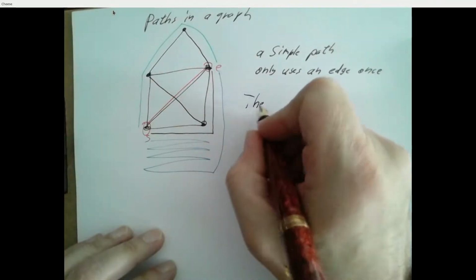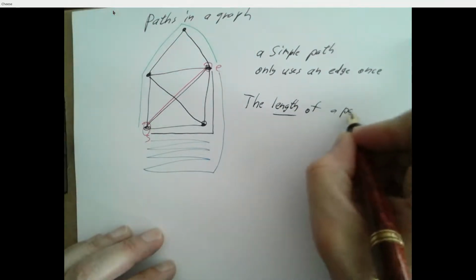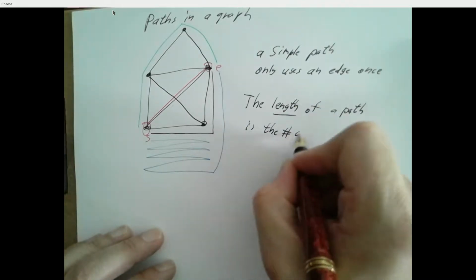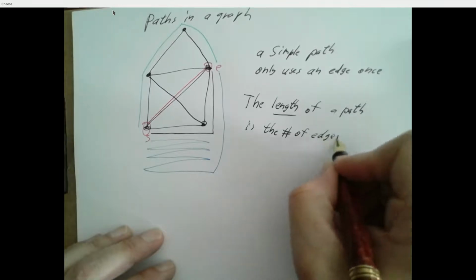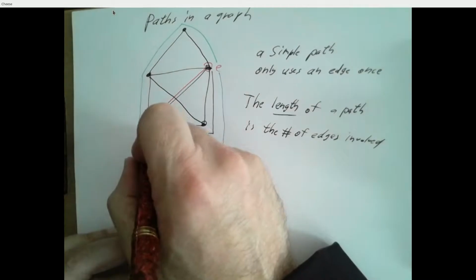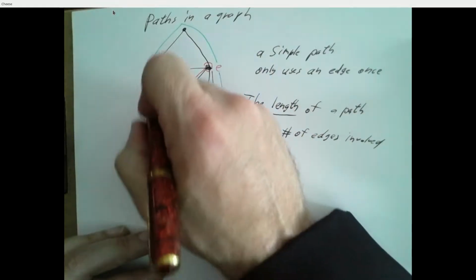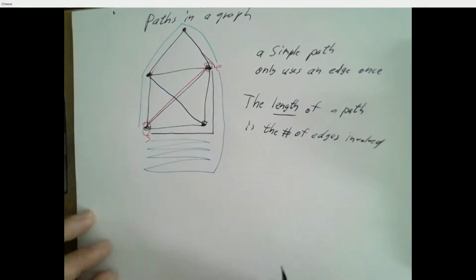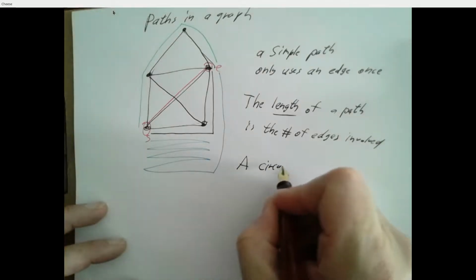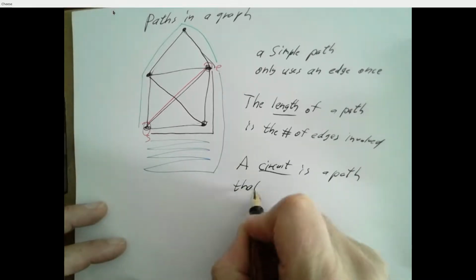All right, the length of a path is just the number of edges involved. So sort of the obvious notion: from here to here, this is a path of length 1. Following this is a path of length 2. Following this is a path of length 3. All right, and finally a circuit is a path that starts and ends at the same vertex.